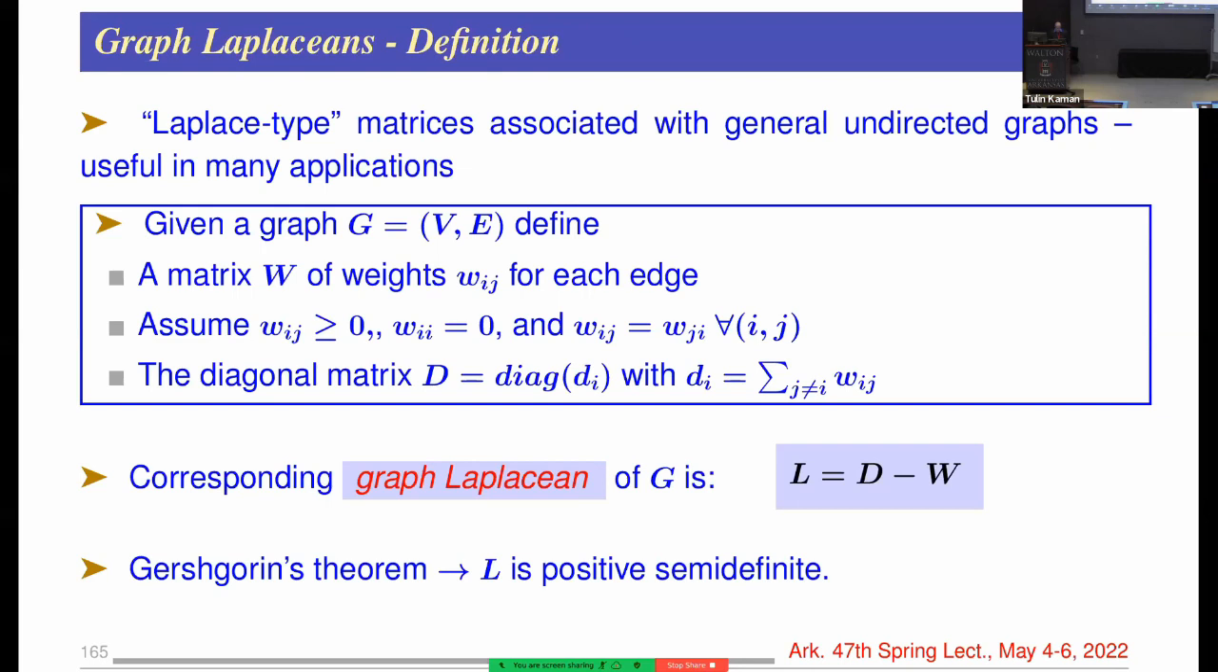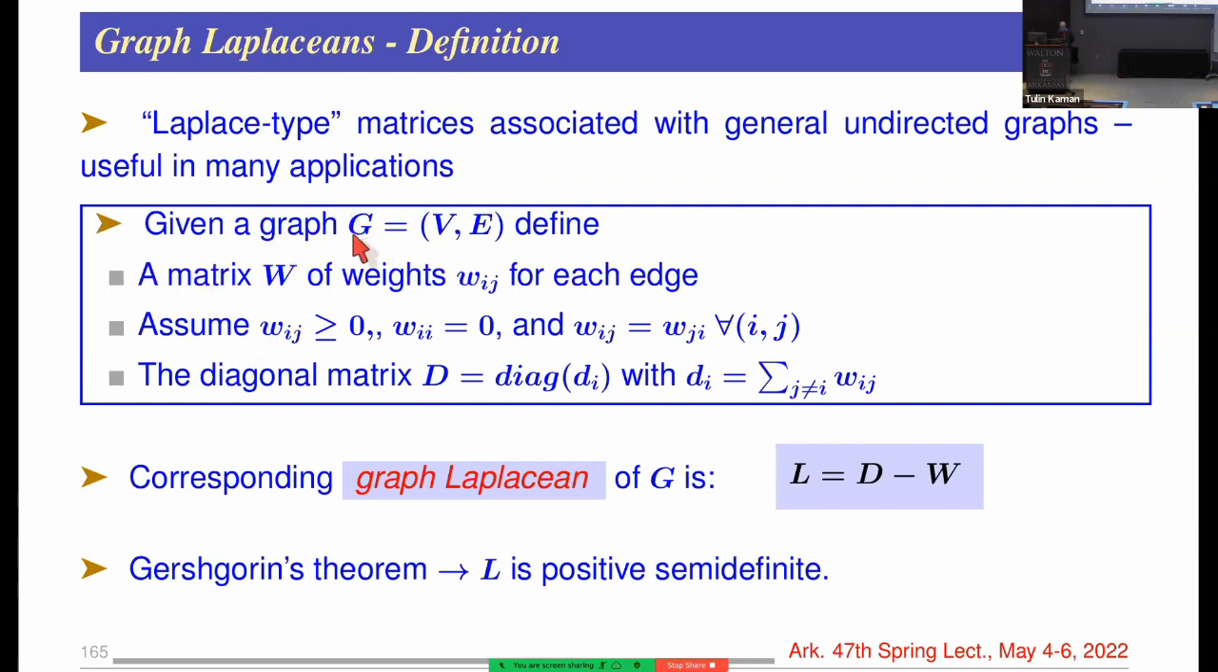So graph Laplacians have a lot of applications that are very important in machine learning. They tend to be viewed as generalizations of Laplacians that you see in PDEs. So it's a Laplace type. A graph Laplacian is a Laplace type matrix that is associated with undirected graphs. So here is the definition here. If you're given a graph G, okay, and you're also given a matrix of weights.